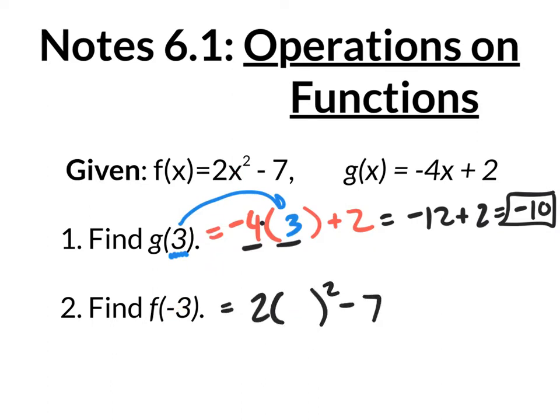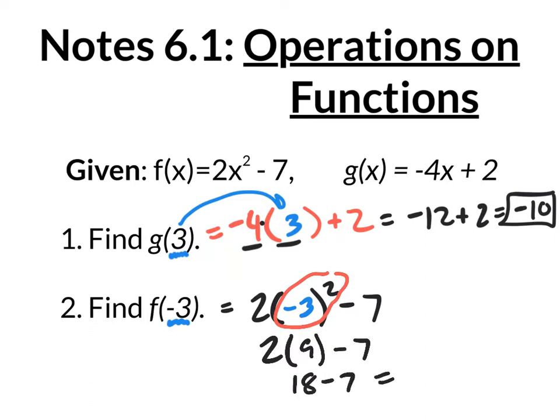So right into the parentheses, we're going to plug in this -3. And now let's do the math. You have multiplication, you have exponents, you have subtraction. According to PEMDAS, the correct order of operations, you're going to do exponents first. So that's -3 in parentheses squared. -3 times -3 is +9. Then bring down the -7. 2 times 9 is 18. 18 minus 7 is 11. So those are your two answers. We should know this. It's a review from semester 1.